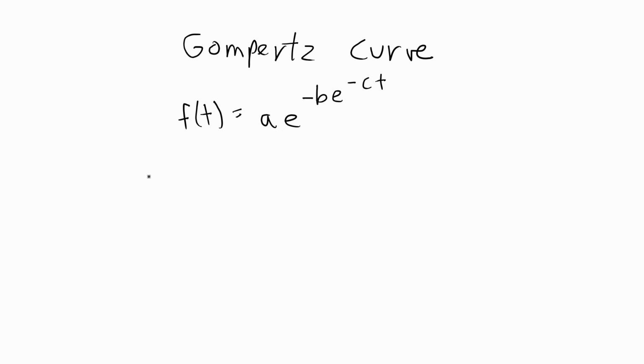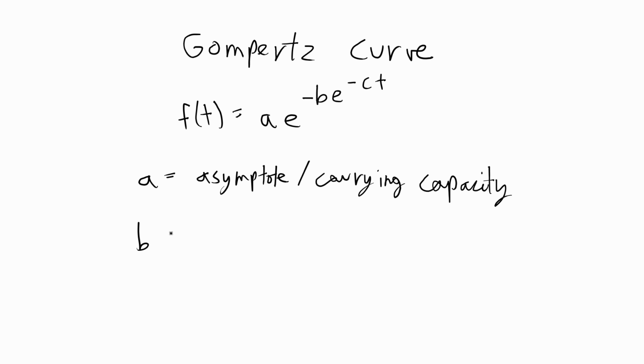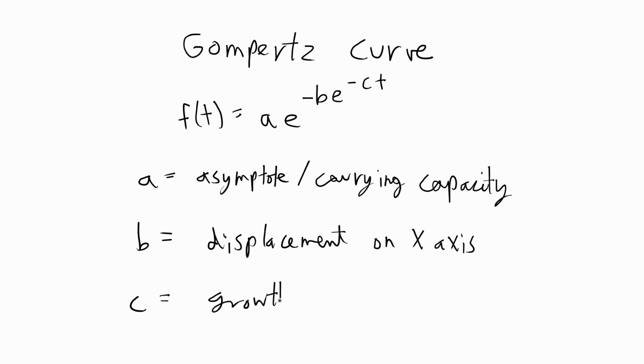These three parameters stand for: a is a horizontal asymptote. If you're thinking about this in terms of a growth curve model, so this could be the growth of a population f of t at a certain time, then you can think of the asymptote as the carrying capacity of the system. Then b is the displacement on the x-axis, and c is the growth rate.